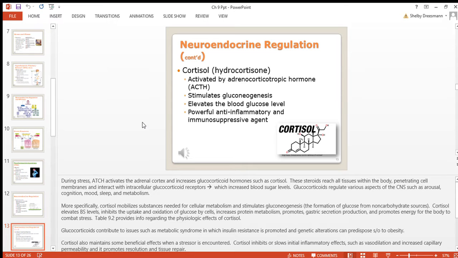Glucocorticoids contribute to issues such as metabolic syndrome, in which insulin resistance is promoted and genetic alterations can predispose someone to obesity. Cortisol can be beneficial when a stressor is encountered. Cortisol inhibits or slows the inflammatory effects such as vasodilation, increased capillary permeability, and promotes resolution and tissue repair.